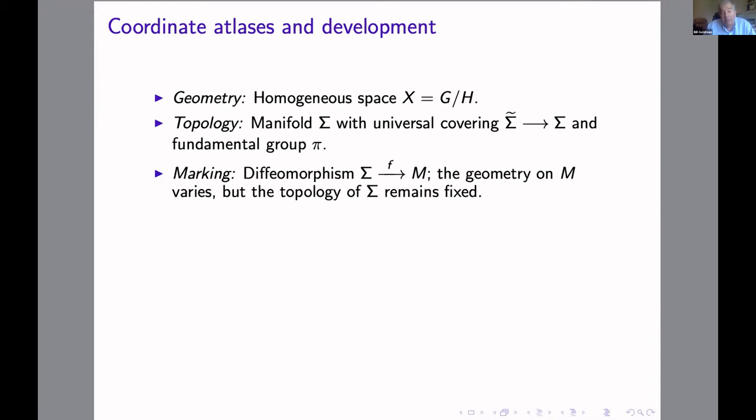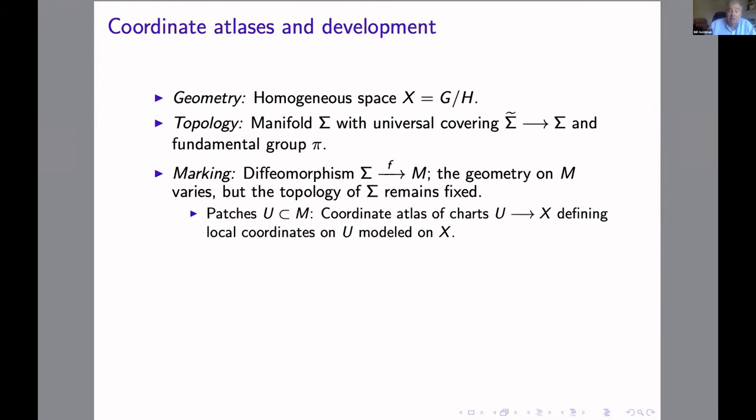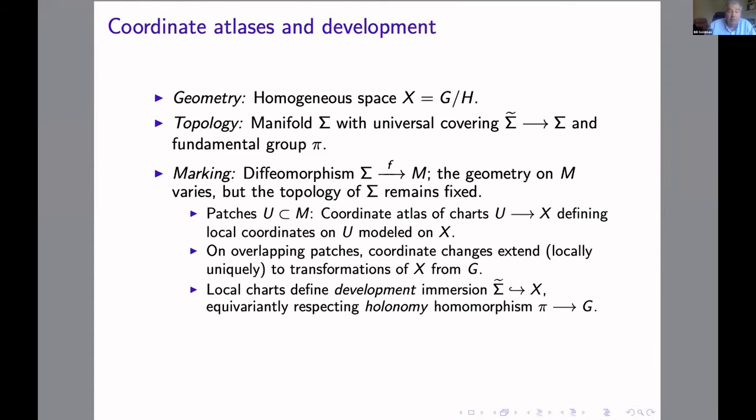The geometry is represented by the homogeneous space X with a transitive action of G. The topology will be the manifold, usually a surface in this talk, and we'll have a universal cover and fundamental group, and the marking is a diffeomorphism of the fixed topology with the geometric manifold. The geometric structure will be defined by a coordinate atlas consisting of patches, defining local coordinates modeled on the geometric space, the model space, the homogeneous space, and on overlapping patches the coordinate changes will extend to transformations in G.